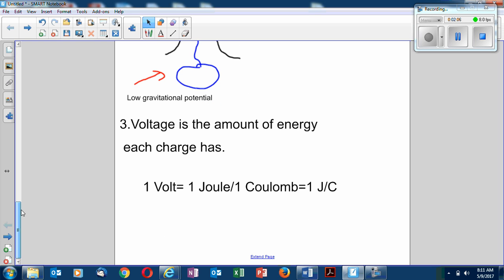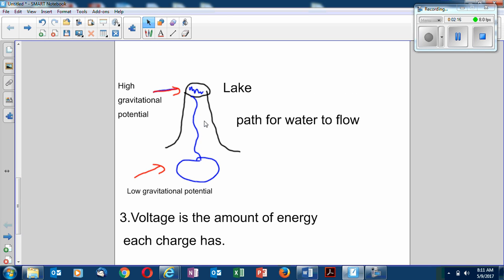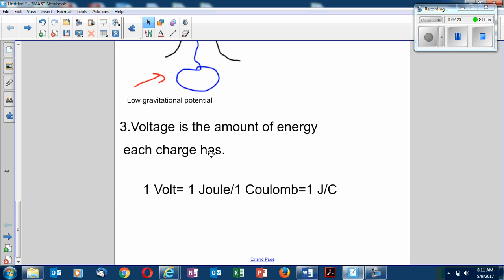Now definition number 3 is voltage is the amount of energy each charge has. So if you look at our previous example right here, then you can see that water molecules at the top of the lake have more potential energy than at the bottom because they're higher. We have exactly the same thing happening with our electric charges. So at the beginning of their journey, when they just come out of the voltage source, they have more energy than when they come back in.